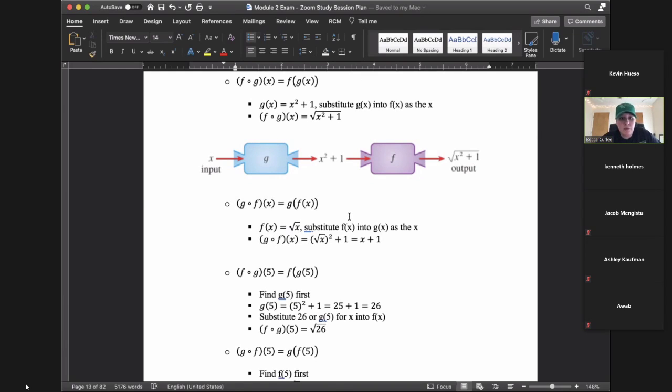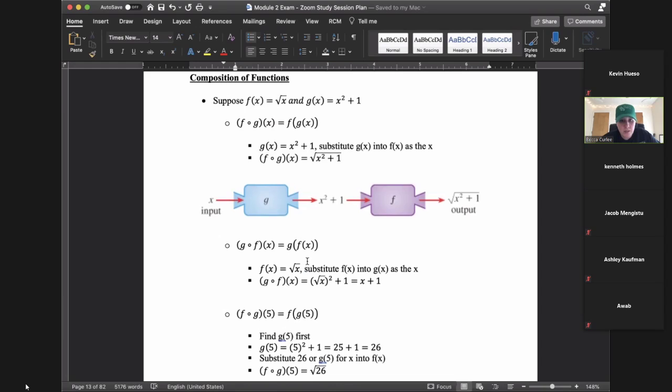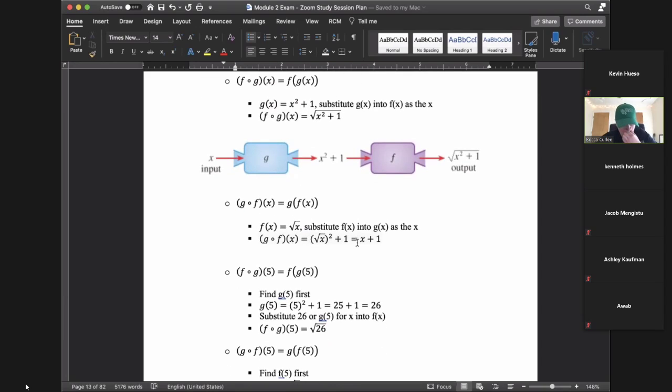Then you don't want to do the reverse. You want to do g of f of x. So you substitute f of x into g of x as the x. Since g of x equals x squared plus 1, everywhere that we see the x, we're going to put the square root of x, because that's what f of x is. So we're substituting in here. Since it's x squared plus 1, it's going to be the square root of x, squared, plus 1, which is x plus 1.